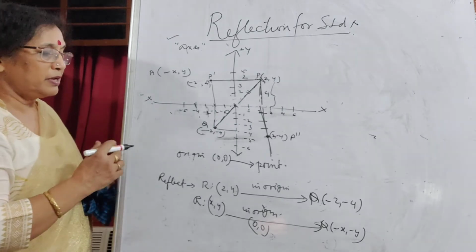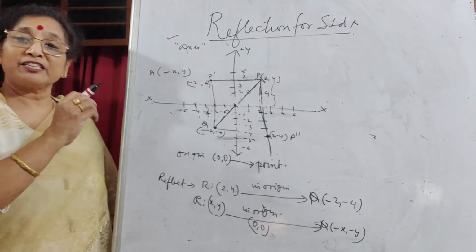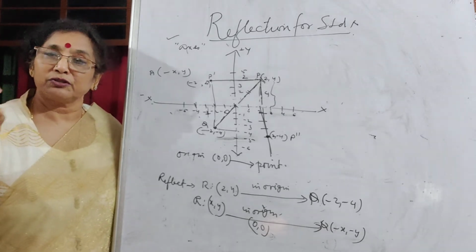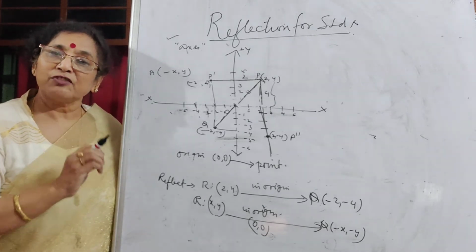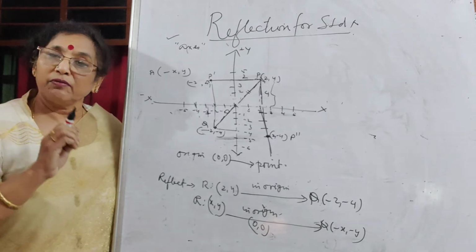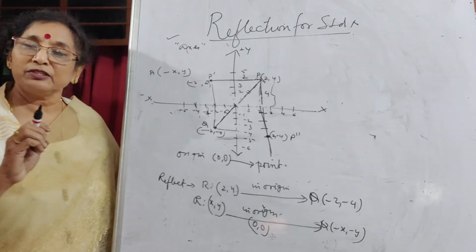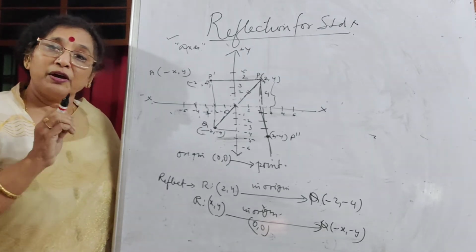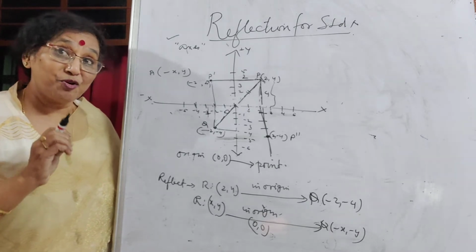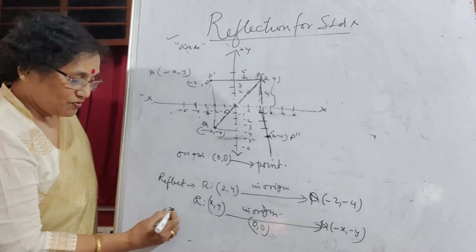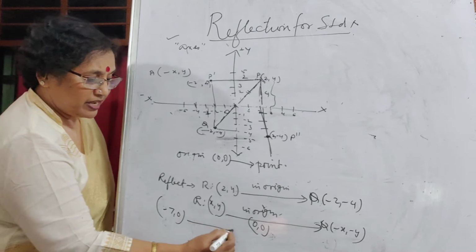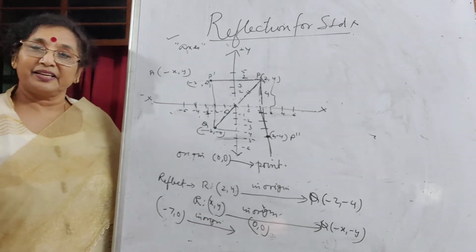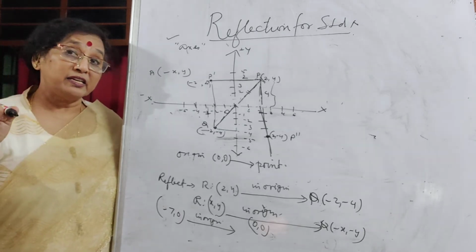Let us take one example. Suppose we have done reflection of 5 comma 2 in the x-axis, which is 5, minus 2. So reflection of a point A to A dash in the y-axis of 6, minus 2 will be minus 6, minus 2. And reflection of minus 7 comma 0 in the origin is not 7, minus 0.